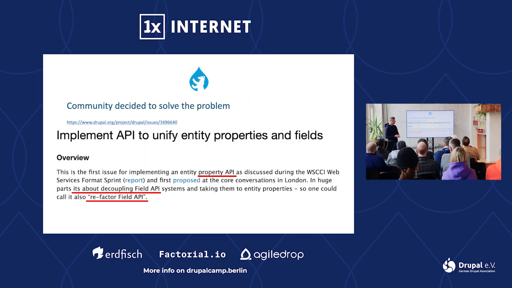Okay, so of course the community was aware of these problems, so they decided to solve it. This is the Drupal.org thread where all this story started. First of all, they were probably trying to figure out, do we have anything in Symfony to add something more on top of our representations, but there is no such module in Symfony, at least as far as my knowledge is right. So they decided to implement an API to unify entity properties and fields. It was more about decoupling the Field API and refactoring it.